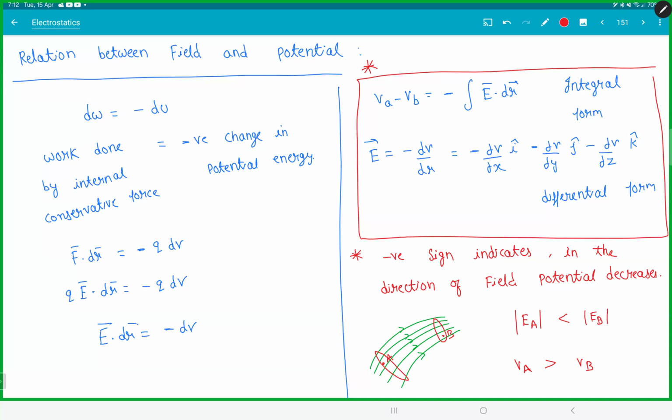That's a proper mains level question. They'll just give that picture and they'll ask you this thing. EA greater than EB, VA greater than VB, EA less than EB, VA less than VB, and so on. 4 options they'll make. Any doubts on this? Clear?